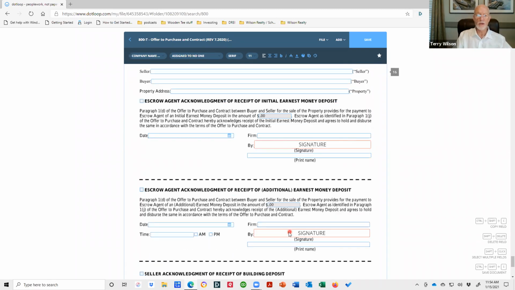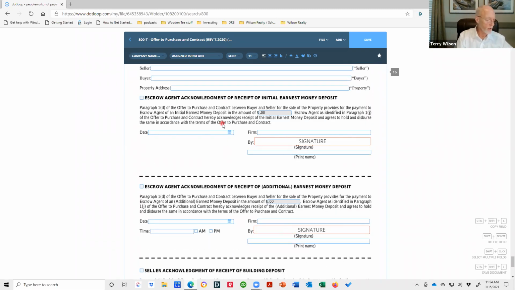Not much I want to say about anything else here. You all familiar with this, escrow, all that. Anything else I want to say about this?